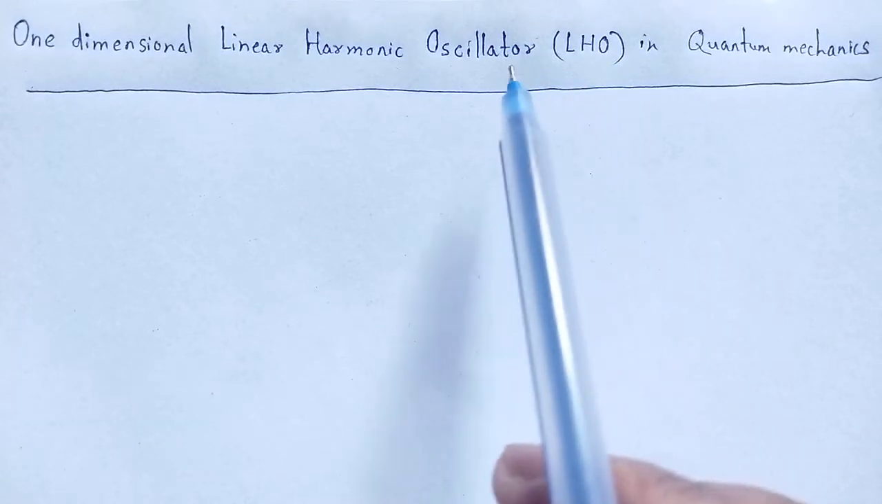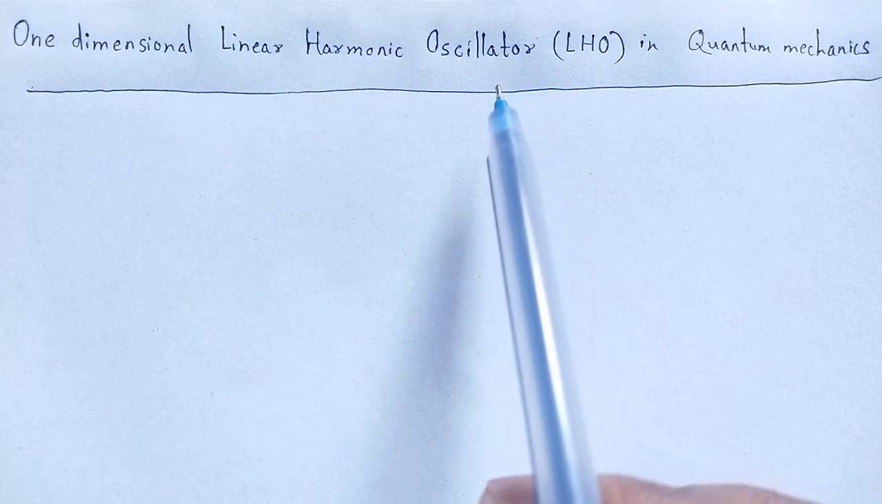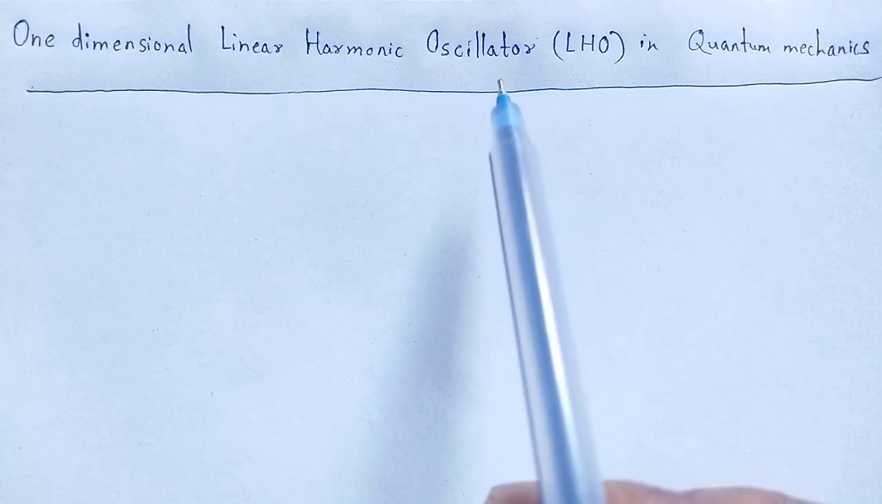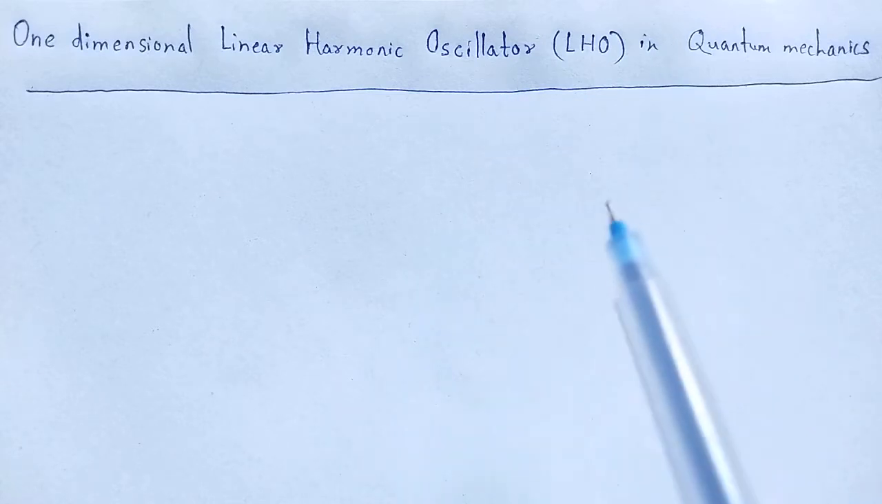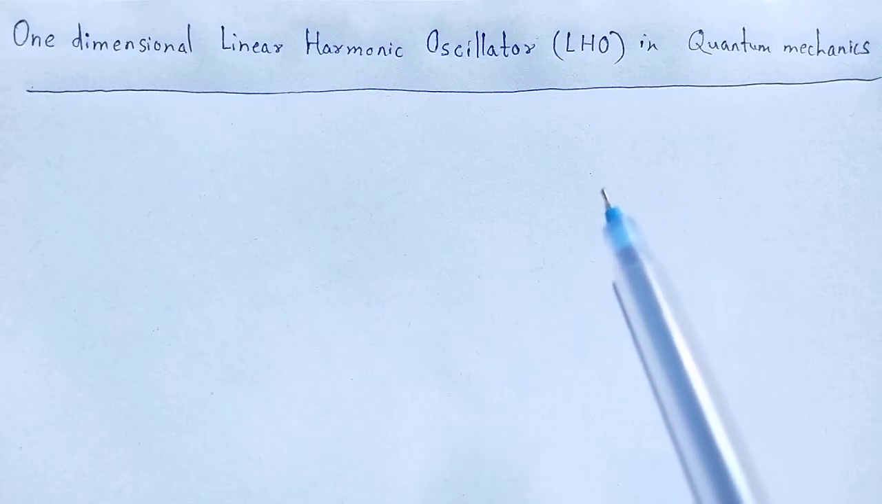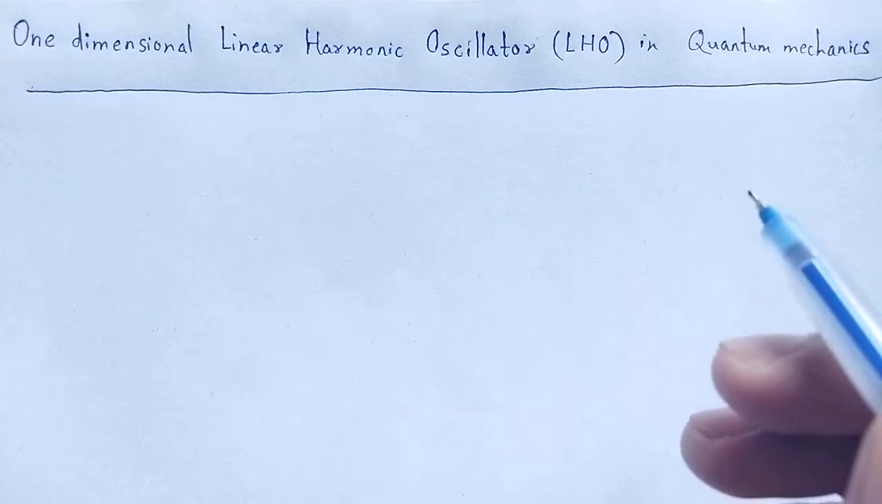What is a linear harmonic oscillator? A linear harmonic oscillator is a point particle that is attracted towards the center by a force, and that force is proportional to the displacement from the fixed center.